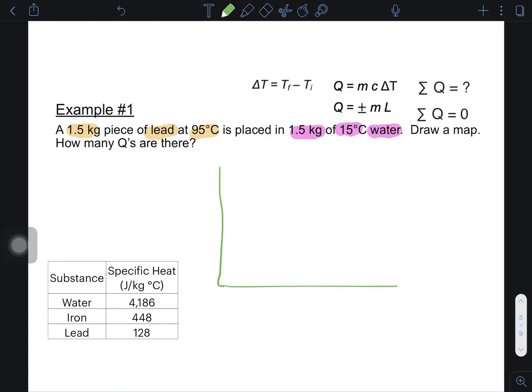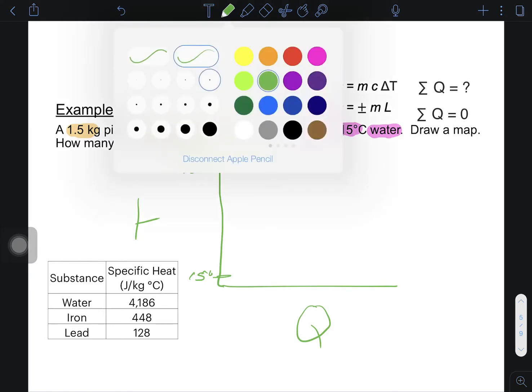So we're going to draw our map. We need to place our maximum temperature, which if we look at the options between 95 and 15, is 95. This is my temp, this is my Q. And what's my minimum? It's going to be 15 degrees Celsius. Okay, so that's where we're at.